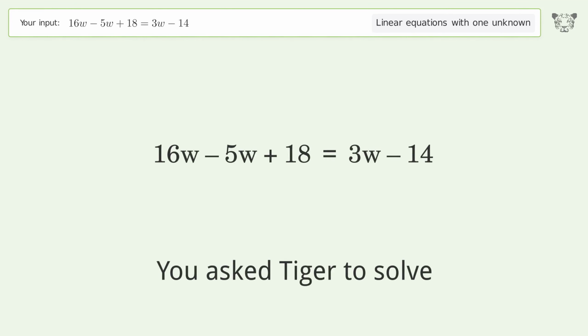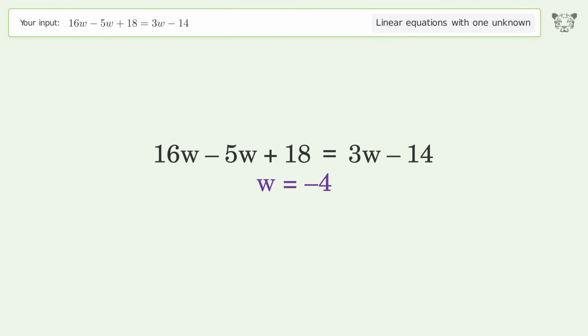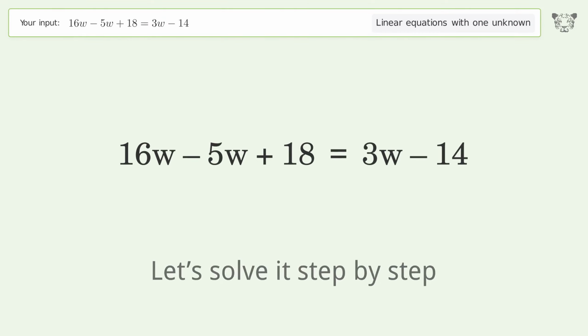You ask Tiger to solve this. This deals with linear equations with one unknown. The final result is w equals -4. Let's solve it step by step.